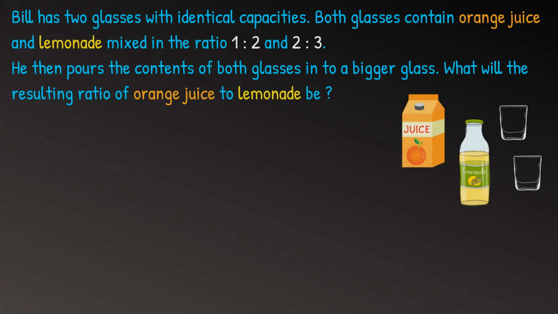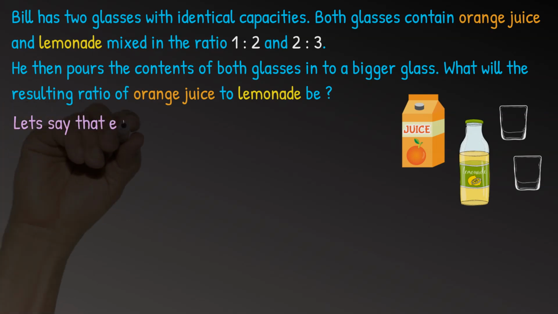So in this question we have two glasses with identical capacities and they both contain a mixture of orange juice and lemonade in the ratio 1 to 2 and 2 to 3. Now the contents of both glasses are poured into a bigger glass and we have to calculate the new ratio of orange juice to lemonade.